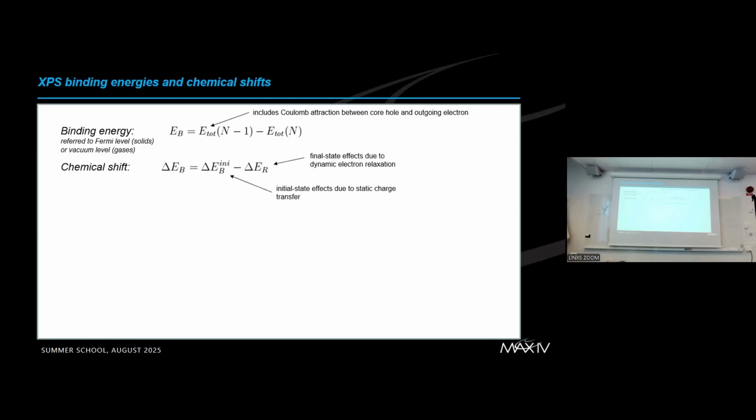And what we are interested in is normally not even the absolute binding energy, but rather the chemical shifts. So the difference in binding energy between different chemical species. These chemical shifts, as I say, are the main property we are interested in.